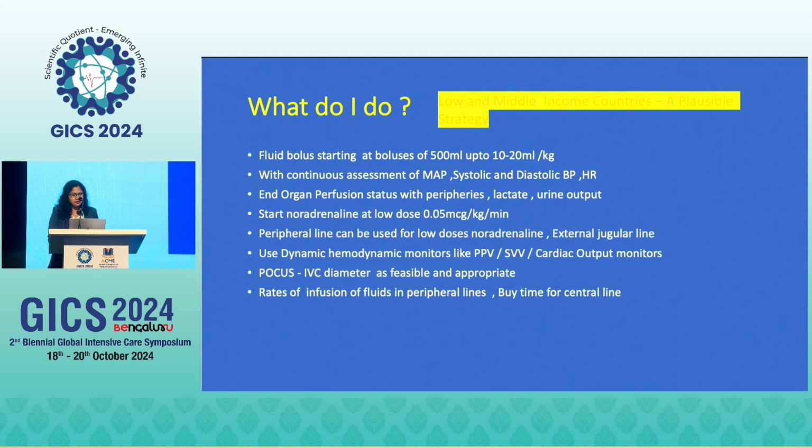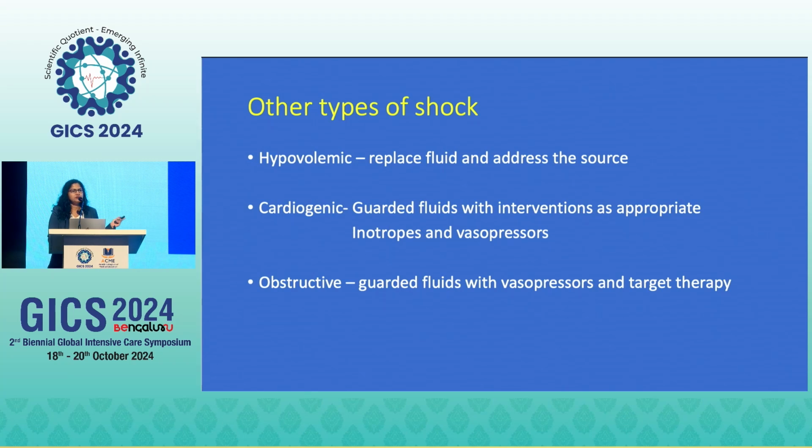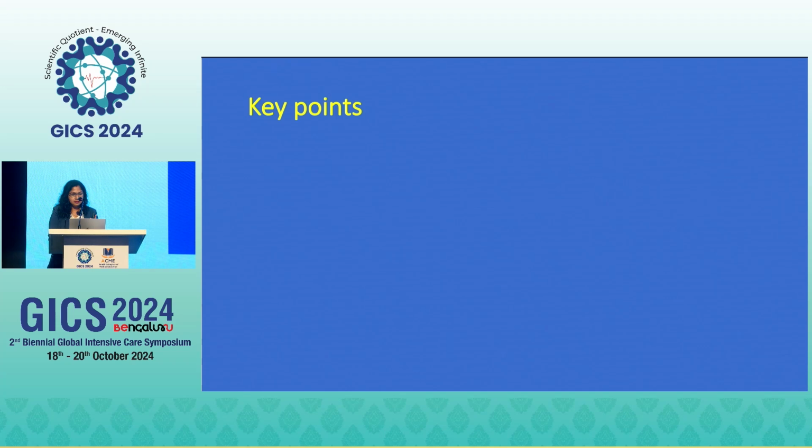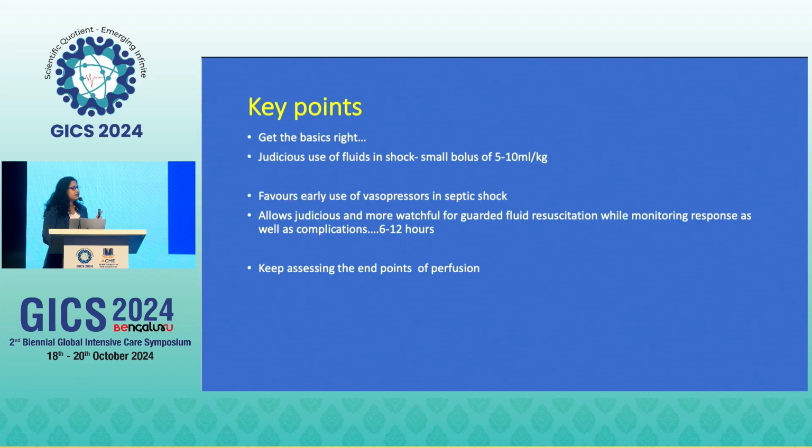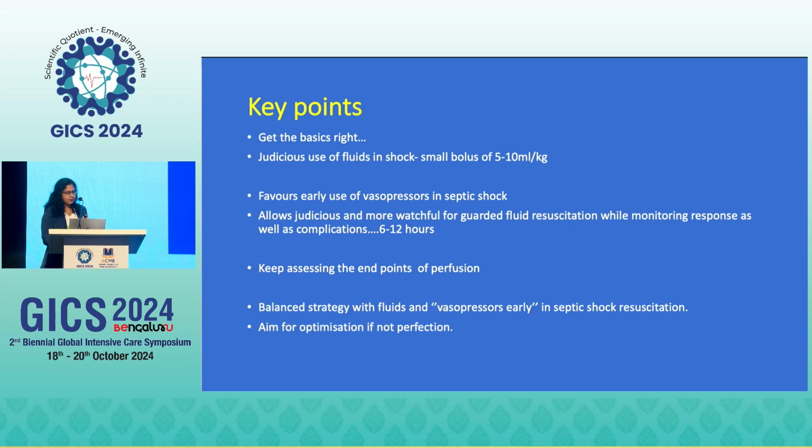So there are other types of shock. Of course, there is cardiogenic shock. You have to target the heart if it is an AMI or something else, and use other advanced assist devices. Obstructive shock has to be again targeted. So key points, I would say, get the basics right. Whatever said and done, common things are common and uncommon things are uncommon. So try to focus on the clinical aspects of the case, have a conservative therapy and start your vasopressors early. Thank you very much for your patient listening.